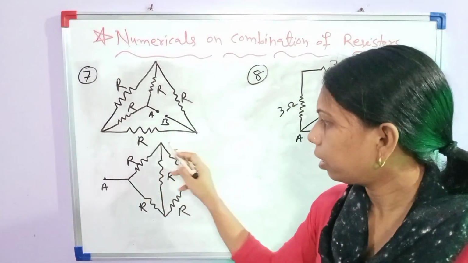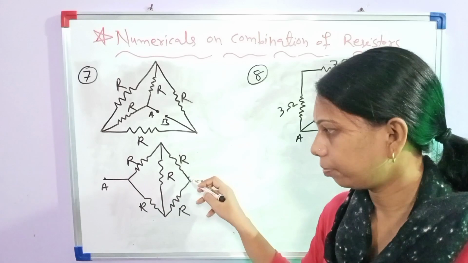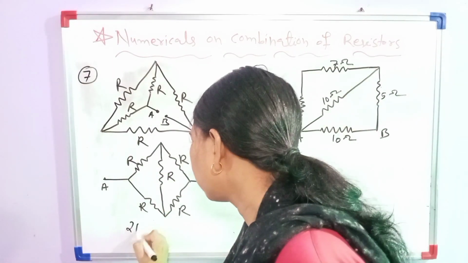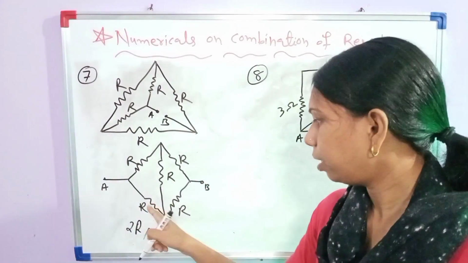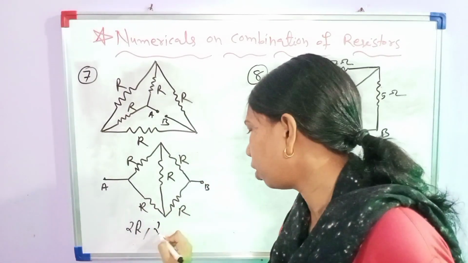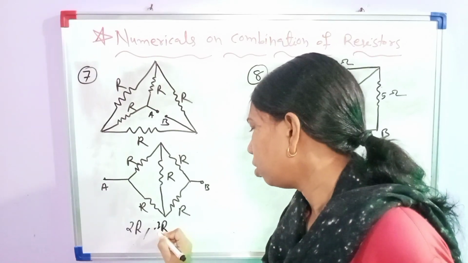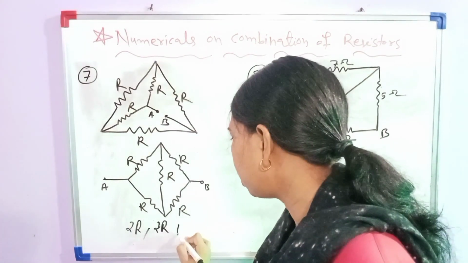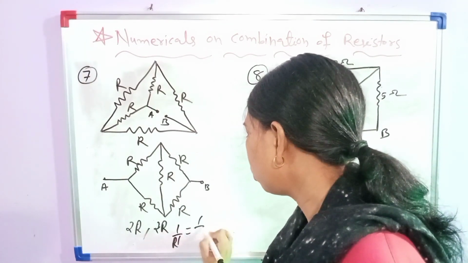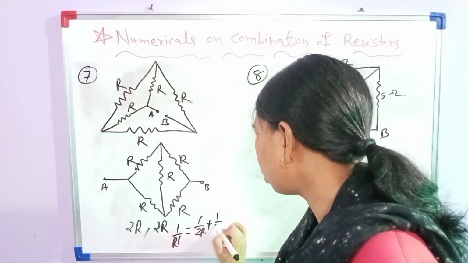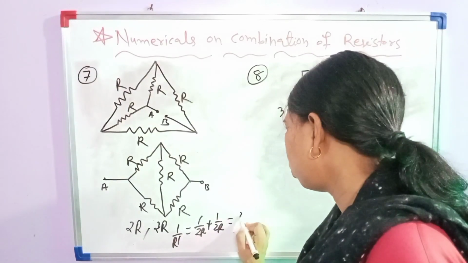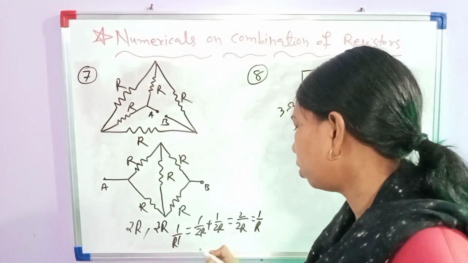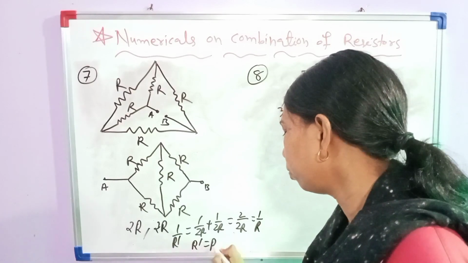Now this R and this R are in series. So series of R and R is 2R. Again, series of R and R is 2R. Now 2R and 2R are in parallel. So equivalent resistance: 1 upon R dash equals 1 upon 2R plus 1 upon 2R equals 2 upon 2R, that is 1 upon R. So R dash equals R.